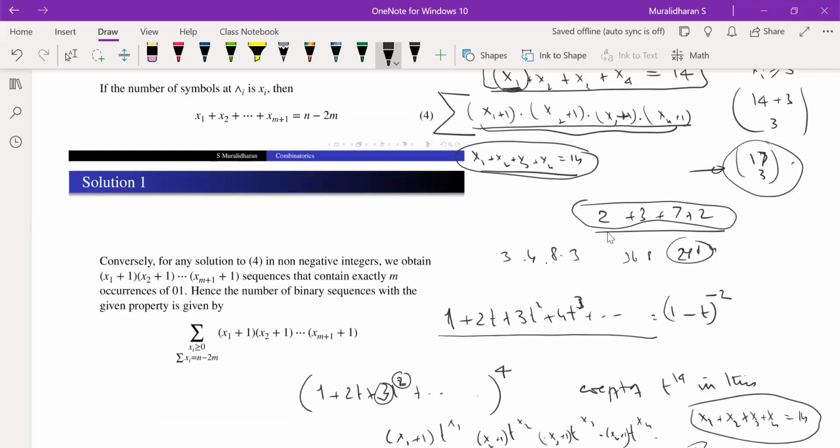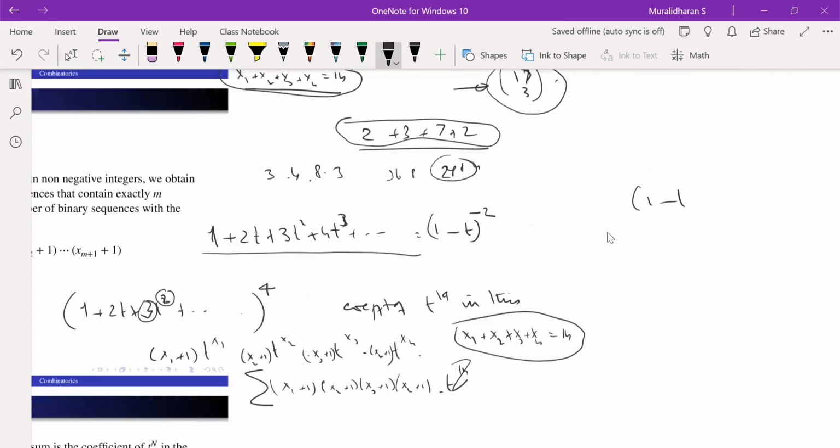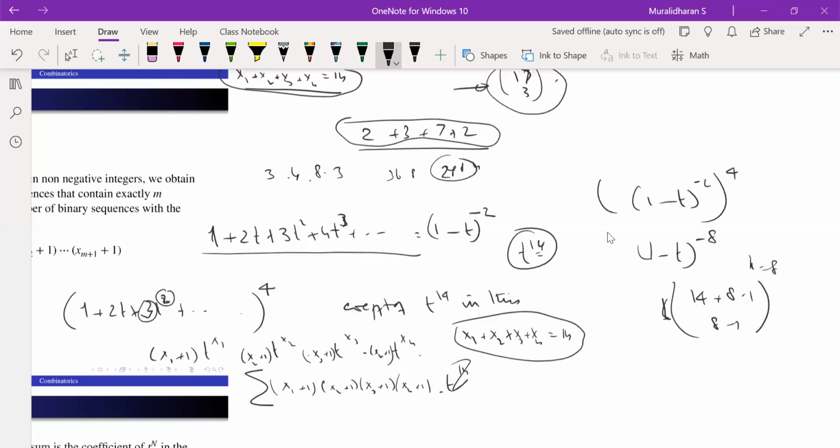So what is that now? That t power 14 in this expansion. I already know that this is (1 minus t) to the power minus 2. What I want is (1 minus t) to the power minus 2, whole to the power 4, which is (1 minus t) to the power minus 8. In this, I want the coefficient of t power 14. Here my k is 8 and n is 14. So it is 14 plus 8 minus 1 choose 7, which is 21 choose 7. This will be the sum of all these. Correct? Now see, we didn't do any computation at all.